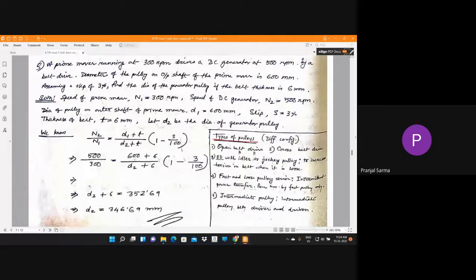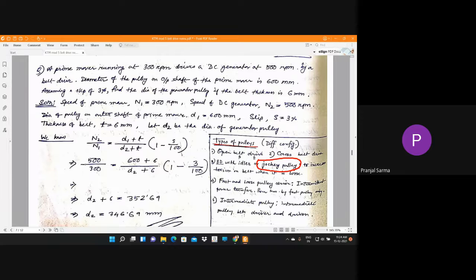we can have an idler pulley or jockey pulley, just like in the case of an idler gear. Sometimes the idler is also called a jockey pulley, which increases the tension in the belt when it is loose. Similarly, fast and loose pulley drive and intermediate pulleys are there, so you can go through them, no problem.